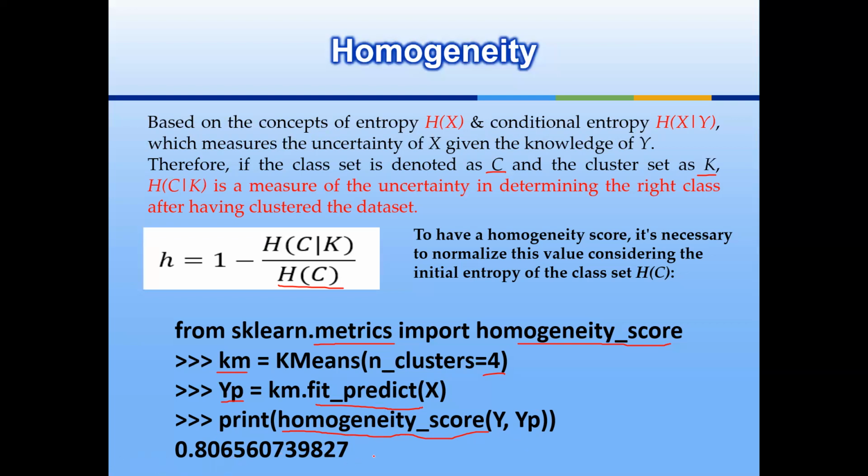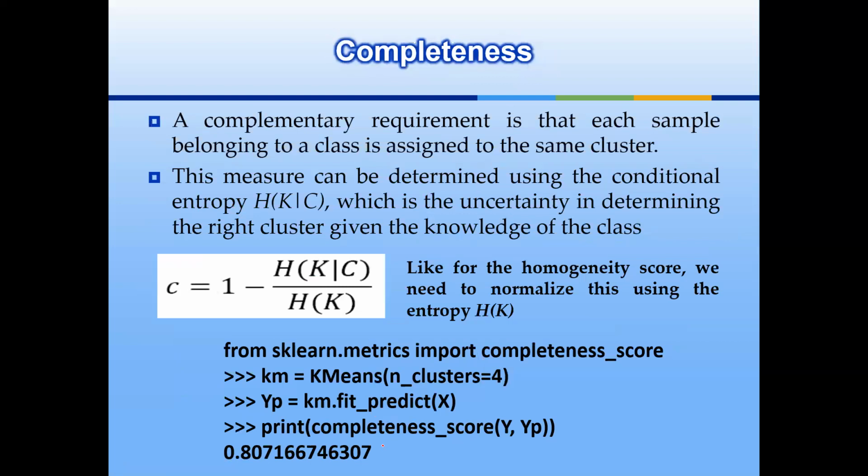80.65%. So 20% there are chances that the 20% records are not clustered properly. It indicates what? The 20% records are not clustered properly.